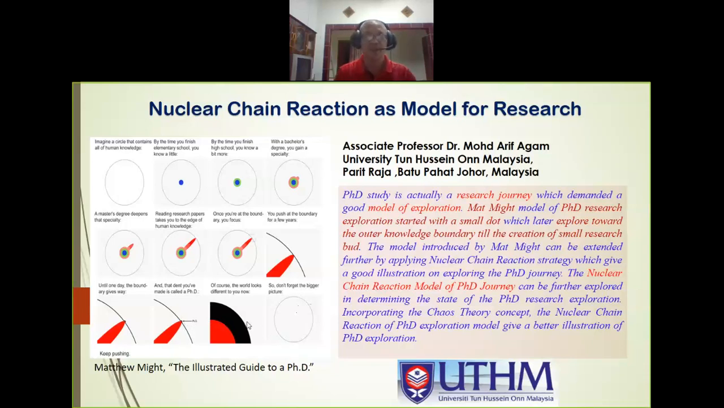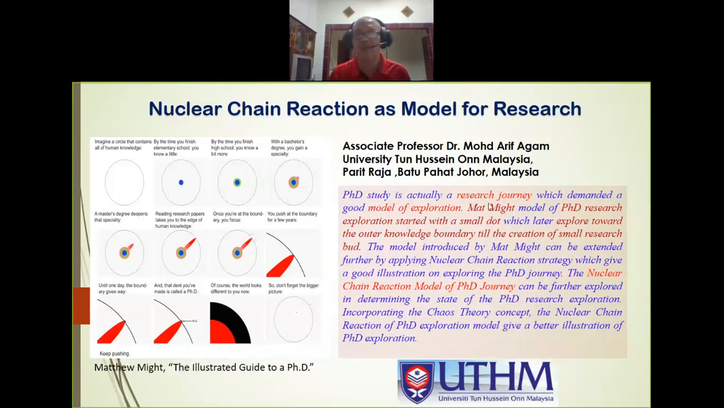So that's the illustration given by Mind, but it doesn't give you much better understanding on how to look at it. So I wrote a paper titled Nuclear Chain Reaction as Model for PhD Research. Okay, and my name is Dr. Muhammad Arif Agam. I'm from University of Tunisia, Malaysia. And you see that this is some of my abstract for that paper.